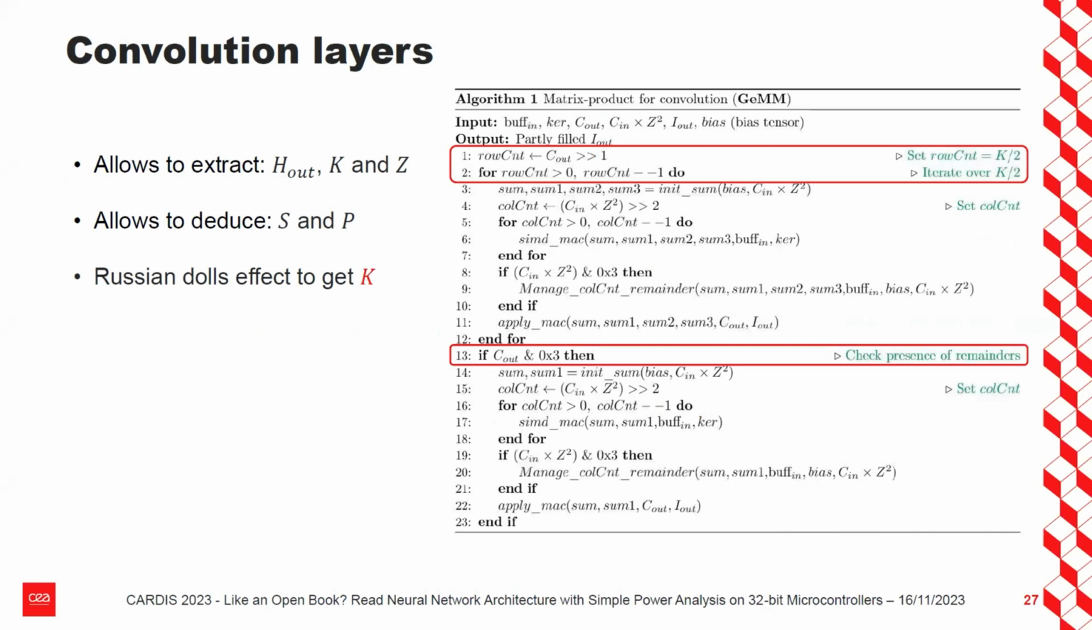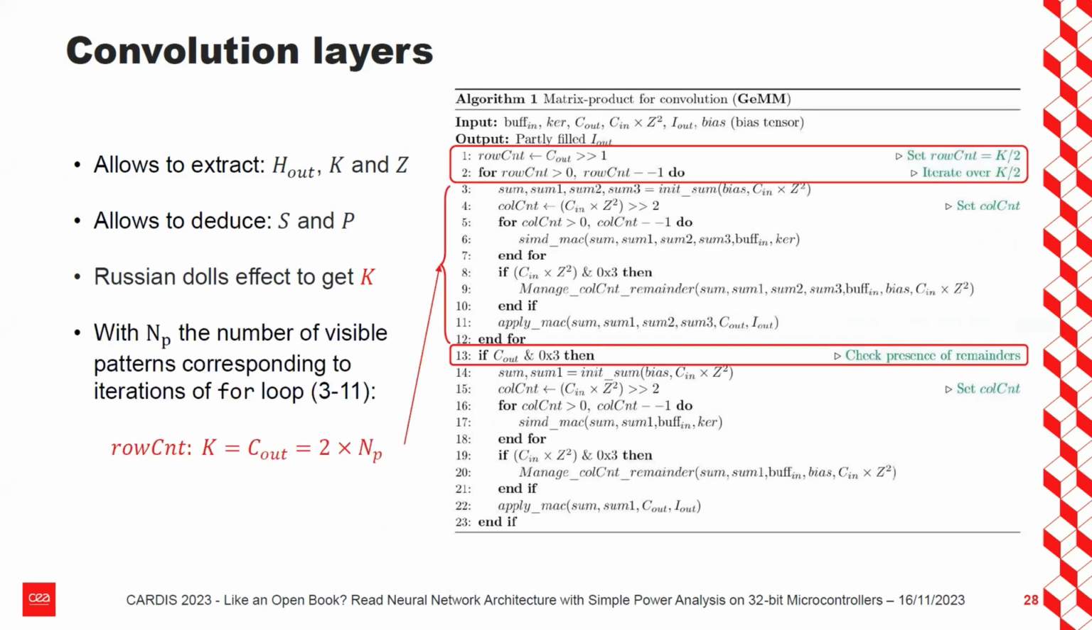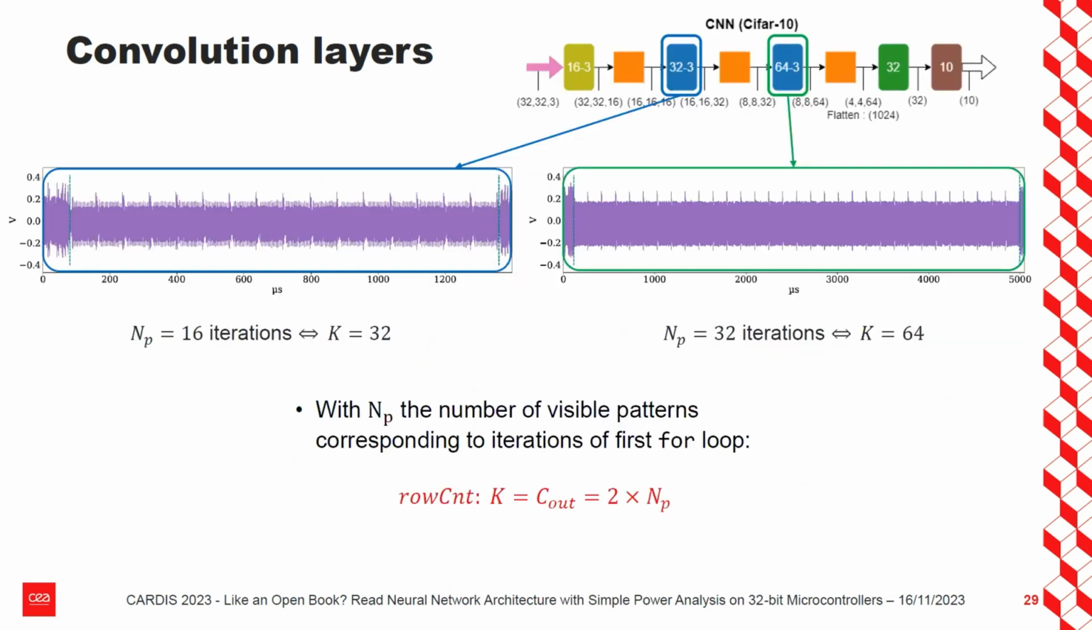So if we go back to the algorithm of the GEMM function we mentioned before, as before, there's a for loop iterating directly over a variable based on the K hyperparameter's value, meaning that by counting the number of patterns, an attacker is able to recover the link between this number of occurrences and the K hyperparameter's value. And as before, by looking at the electromagnetic traces, we have been able to recover the number of kernels that were used in the convolutional layers of the models we targeted.